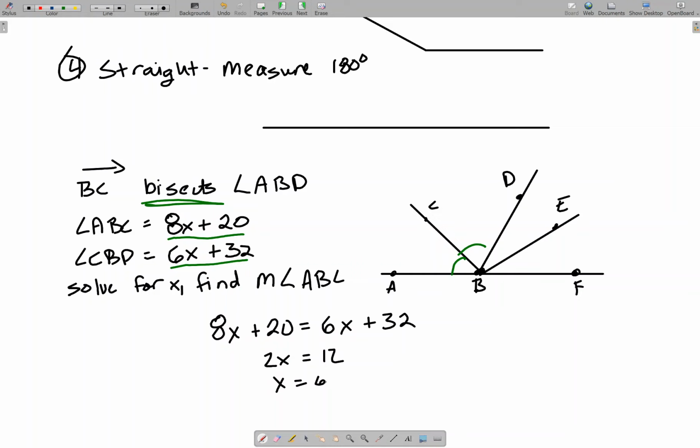Now if I substitute that back in to find the measure of angle ABC, I can really do either of these, but for funsies I'll do ABC. So ABC is equal to 8 times 6 plus 20, which is, 8 times 6 is 48, 48 plus 20 is 68 degrees. You have a couple problems on your assignment that are like that.